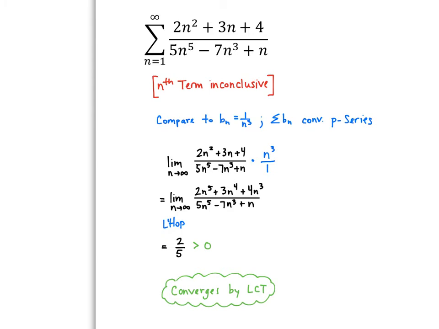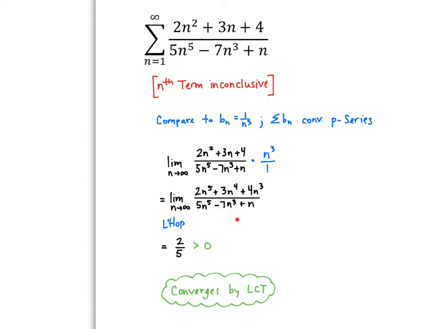I actually used the limit comparison test. I compared it to the series of 1 over n cubed, which is a converging p-series. So you need to make sure you state this when you're comparing. So for the limit comparison test, we're taking the limit as n approaches infinity of a_n divided by b_n, or times the reciprocal of b_n, which cleans up nicely.